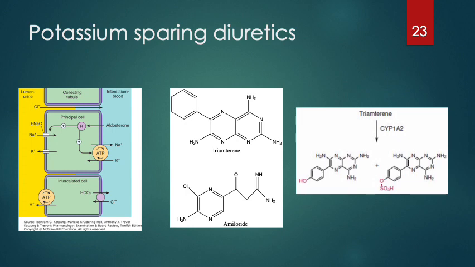In summary, those drugs are going to block the reabsorption of sodium ion and inhibit the secretion of potassium. They result in increased sodium and chloride excretion and no loss of potassium. So that's how these drugs work. The key here is that they're both weak organic bases that bind to the negatively charged regions of the sodium channel and inhibit the epithelial sodium channel.